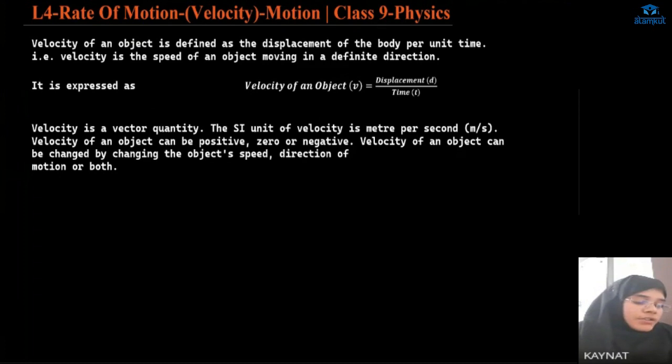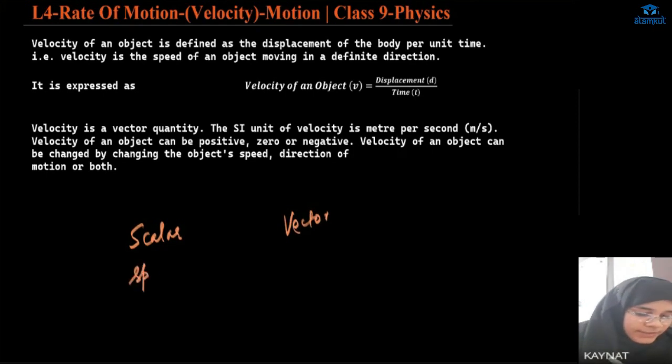In the last class, we discussed the rate of motion, that is speed, and now the second part of the rate of motion is velocity, and we'll discuss it today. Velocity is the same as speed, but the difference is that one is a scalar quantity and the other is a vector quantity. The scalar quantity is the speed that we discussed in the last class, and this is the velocity that we are going to discuss in this class. This is a vector quantity.